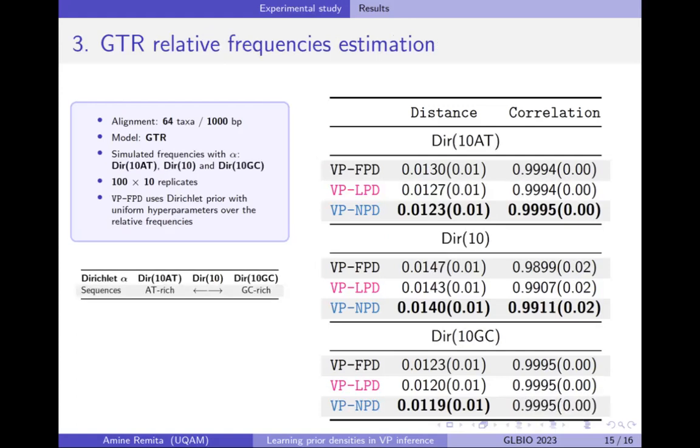Finally, we can make the same observations in estimating the relative frequencies. The LPD and the NPD models have better estimations in terms of the distance and correlation with real values. This is true even when the datasets are simulated with different frequency distributions.